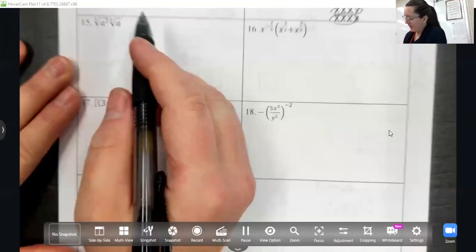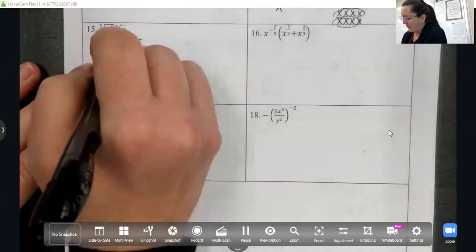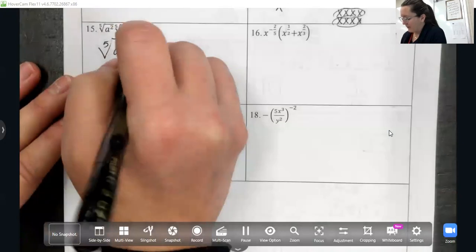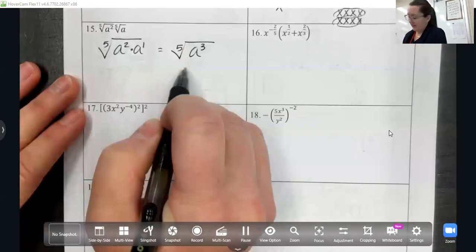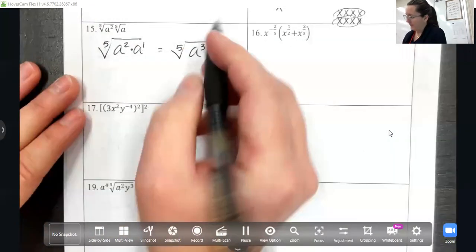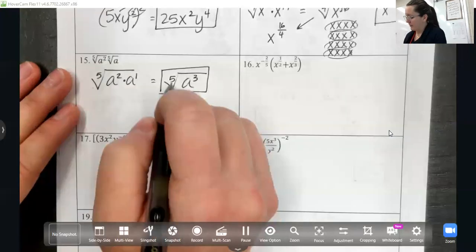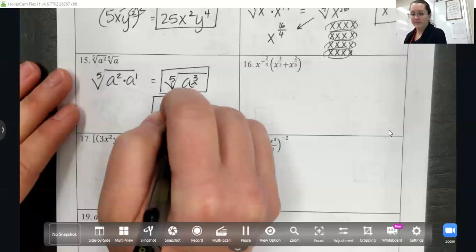All right, same thing here. They're both 5th root. So I can say the 5th root of a squared times a. Now this is a to the 1. So our answer is the 5th root of a cubed. Notice that there's not a group of 5 a's. So this is just your answer. Ooh, exponential form, right? We should have written it in exponential form. So it should be a to the 3/5 power right there.